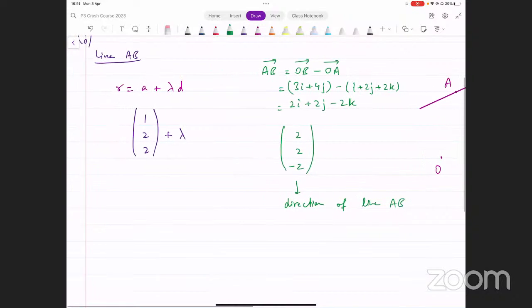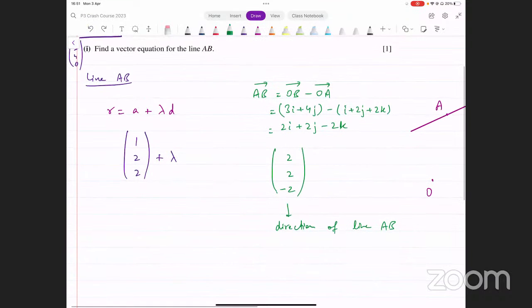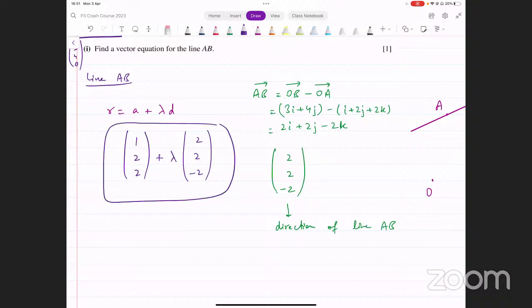Okay. You've got both of these things now. You have a point 1, 2, 2. Direction of line is 2, 2, minus 2. So the equation is going to be 2, 2, minus 2 here with lambda. And that is your equation of the straight line. r equals 1, 2, 2 plus lambda into 2, 2, minus 2.